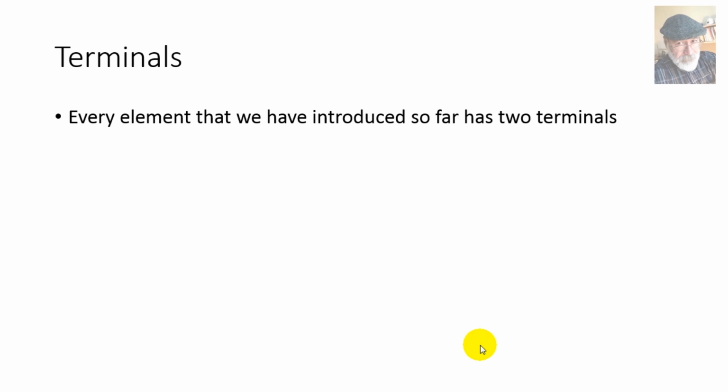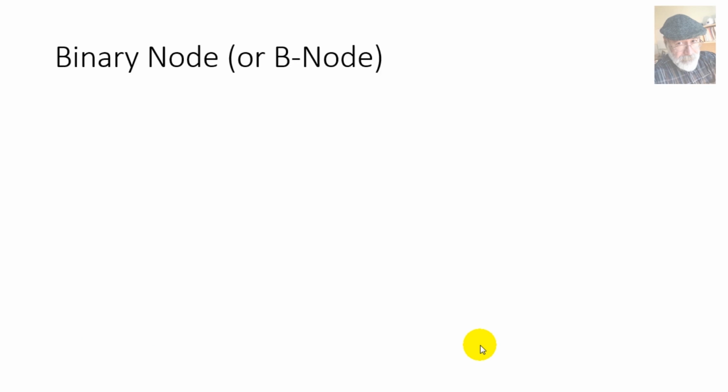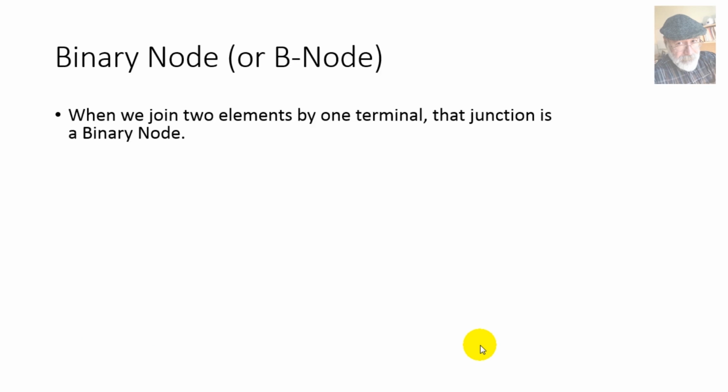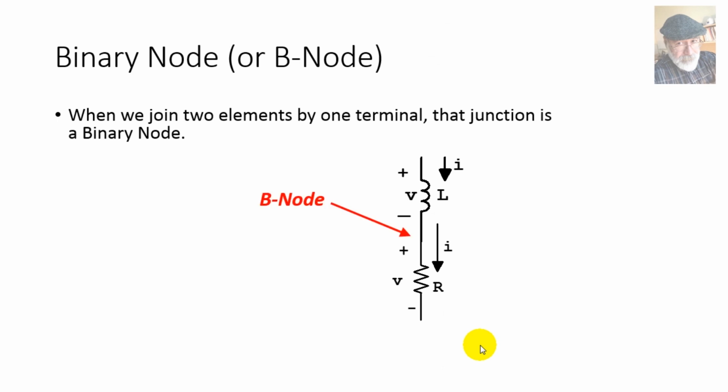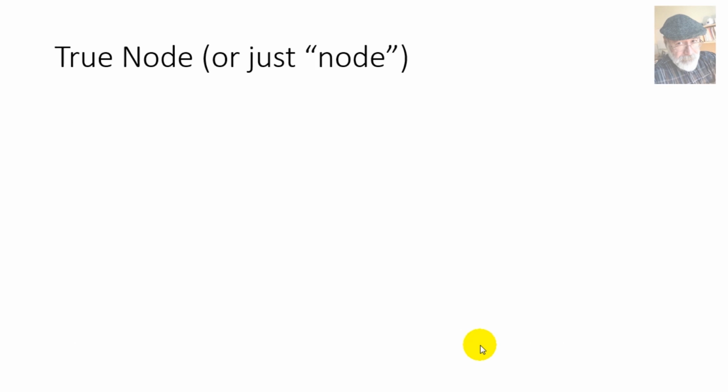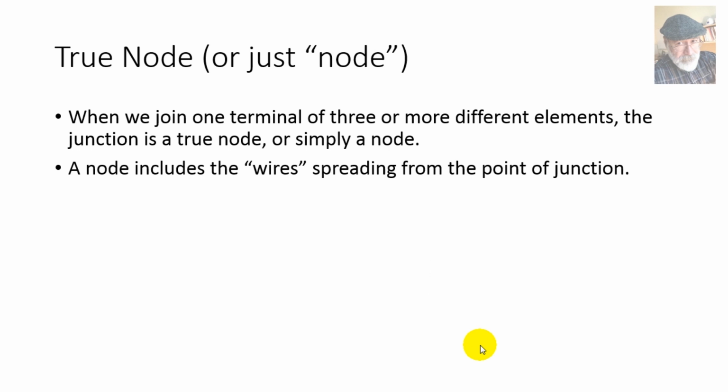Let's have a look at that again from a different perspective. Every element that we've introduced so far has had two terminals, like this one, terminal X and terminal Y. Now, when we take two elements by one terminal and connect those terminals together, the junction of those two elements, terminals, is called a binary node. Fine. But if we have not two, but three or more, in that case, what we have is a true node. When we join one terminal of three or more different elements, the junction is a true node, or simply we call that for short a node.